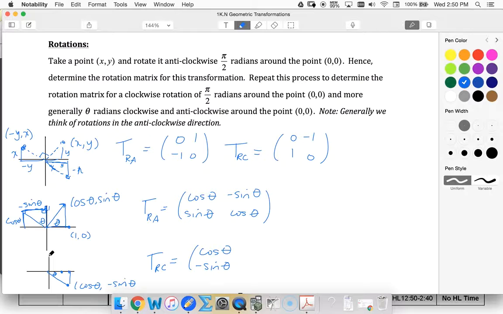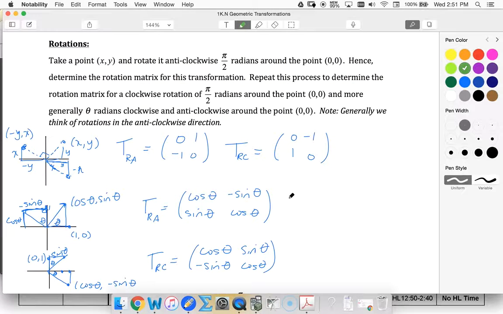And if I take my (0, 1) and rotate it by theta degrees, I still have my length of 1 here. And now this time, this is going to be sine theta, and my height is going to be cos theta. So we applied our standard unit vectors to find our different transformation matrices. This one is the one we'll use most often because we almost always rotate in the anti-clockwise or counterclockwise direction.